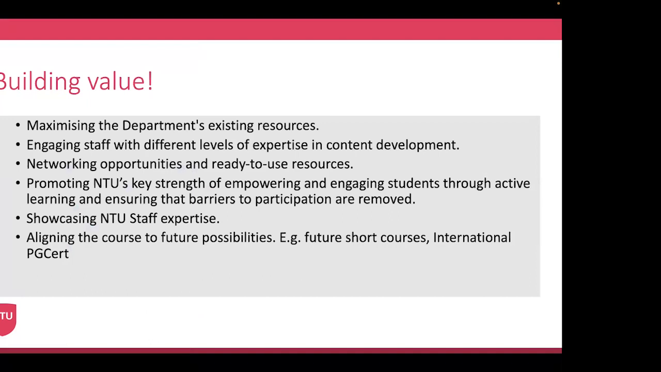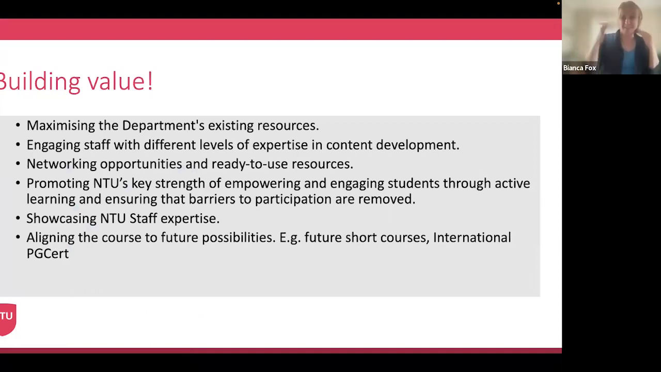Cheers. So after going through all of this process, what we really wanted to do was to build value around this short course, and not just create a short course for the sake of creating a short course, but make sure that it was going to be beneficial to the target audience.